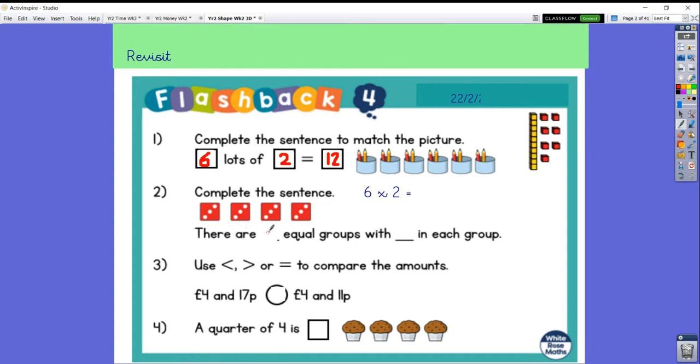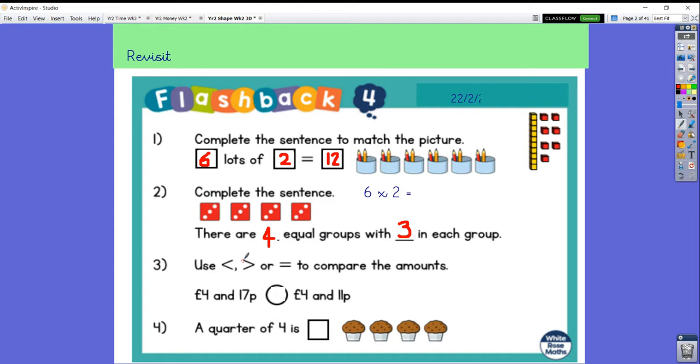There are equal groups with in each group. So how many groups do I have? I've got 1, 2, 3, 4 equal groups with 1, 2, 3, 1, 2, 3, 1, 2, 3, 1, 2, 3, and that's 3 in each group.